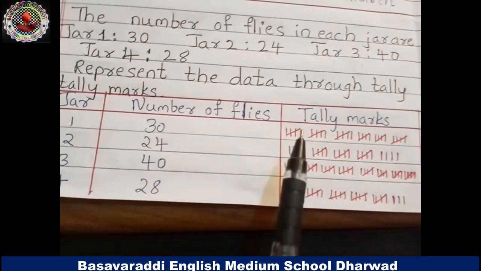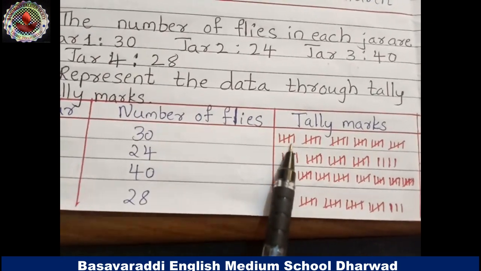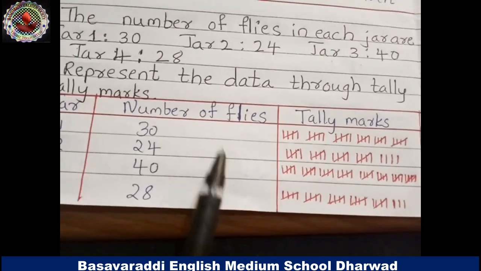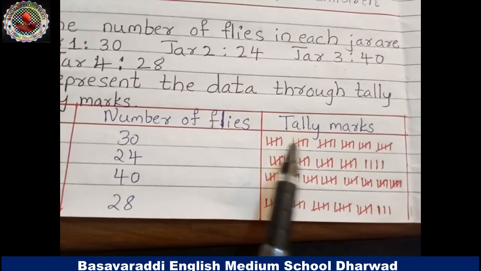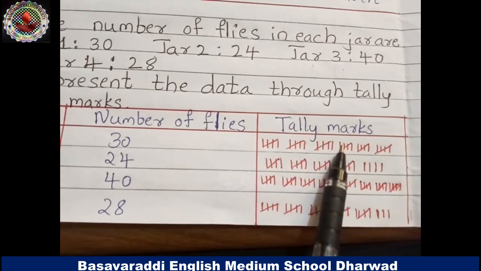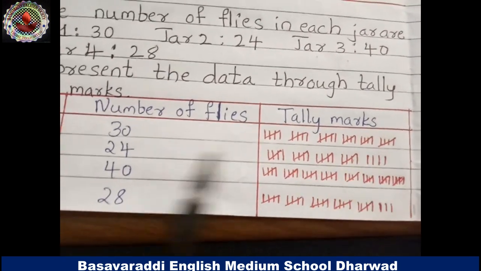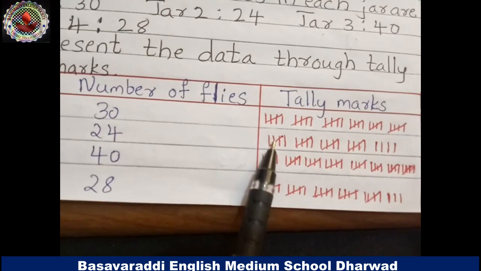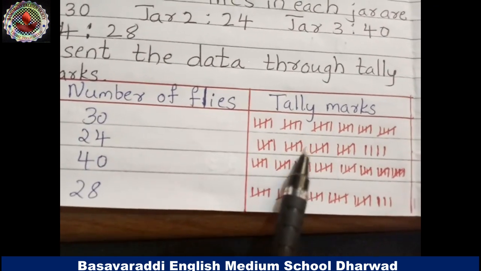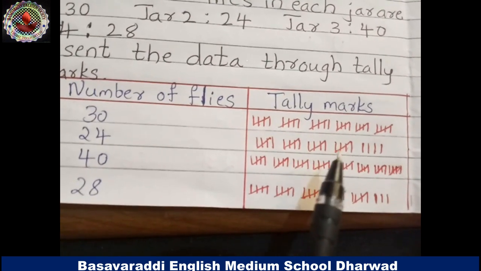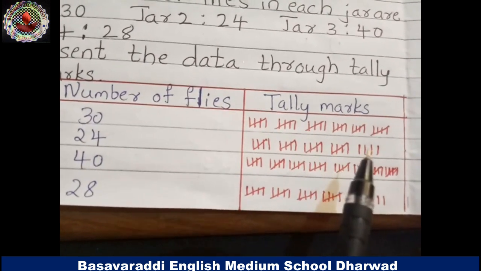See 1 2 3 4 5. 5 means you have to cross this one. 4 lines, afterwards 5 means you have to cross this one. 5, 10, 15, 20, 25, 30. 24 they told. 1 2 3 4 5 6 7 8 9 10 11 12 13 14 15 16 17 18 19 20 21 22 23 24, like this.